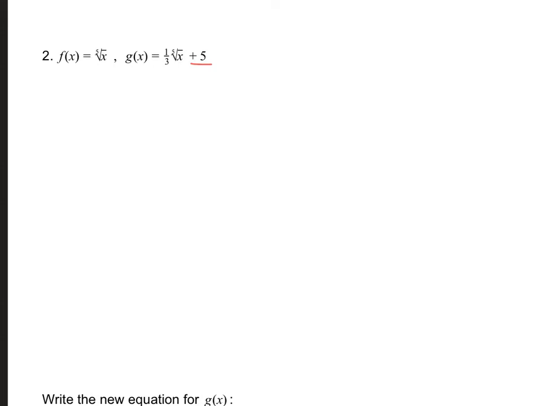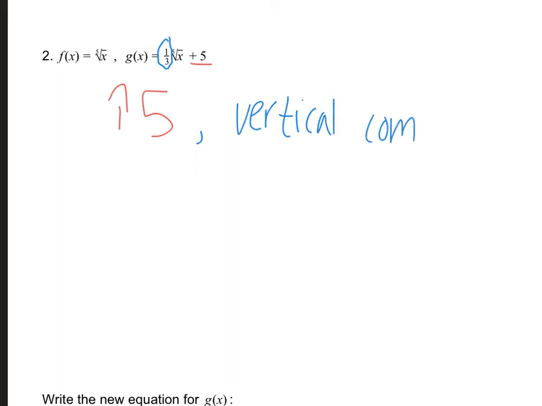So if I'm adding 5, that means I'm going to go up 5 units. Remember, I'm adding 5 to the outside, so I'm going to go up 5 units. Then I see this 1/3 on the outside that I'm multiplying by. So remember, that's going to be a vertical compress by a factor of 3, or by a factor of 1/3, however you were taught. I'm just going to write vertical compress, because remember, this is just a quick little sketch, guys, so no big deal. So I'm going to go ahead and draw this parent function again.